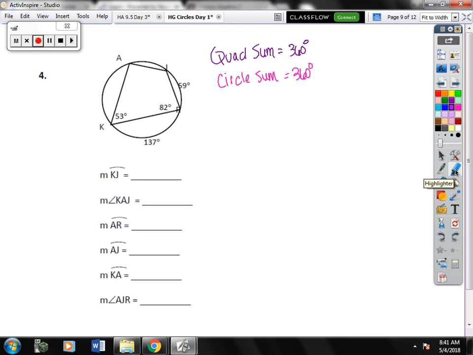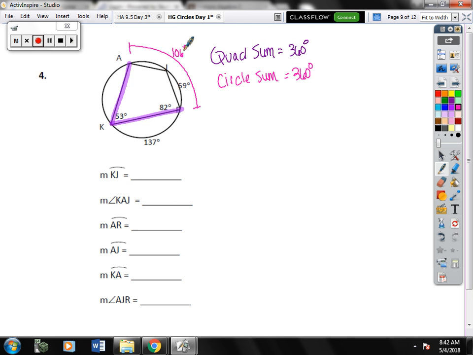All right, so a lot of students just get stuck with where to start. I would pick one of your inscribed angles first. So I would pick either the 53 or the 82. If I know 53 as an inscribed angle, how big would this arc be? 106. We need to double 53 to get 106.